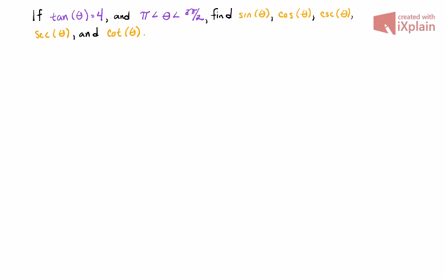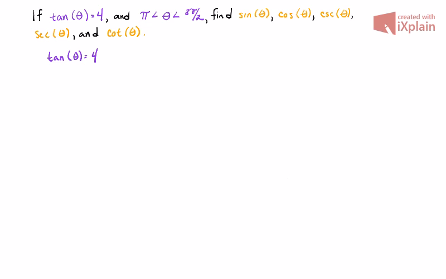Hi everyone, this video is for section 5.4, the other trigonometric functions. In this problem, we're told that tangent of theta is equal to 4, and that theta is between pi and 3 pi over 2. With just these two pieces of information, we're going to be able to solve for the remaining 5 trigonometric functions.